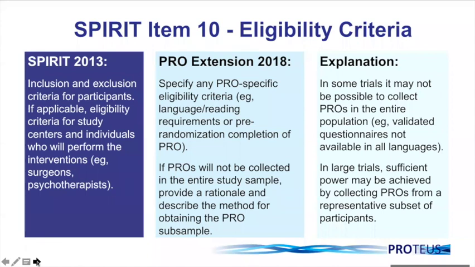And the point around not collecting the PROs in the entire study sample, well, this might be the case if you have a large trial where you might have sufficient power, which will be achieved by collecting PROs for a representative subset of the population. But as we said, if that's the case, you need to really clearly specify how this subsample from the trial population will be established.